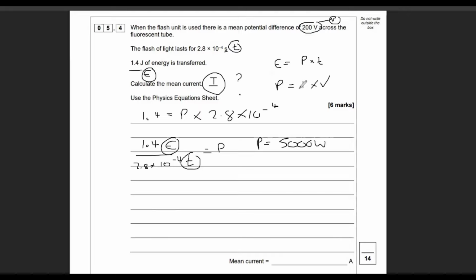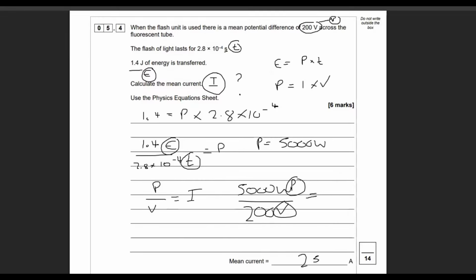Now I can take this equation and rearrange it to find I. If we divide both sides by V, I'm going to get P over V equals I. I know the power is 5,000. Now I believe they gave us the volts. Let's double check up there. And they did. It's 200. We've got the 5,000 watts, and the volts. That's the P that I was banging on about, and that's the V. So I'm doing 5,000 watts over 200 volts. And 5,000 divided by 200, you can probably all do that in your head, but you're not smart enough. And that equals 25 amps.